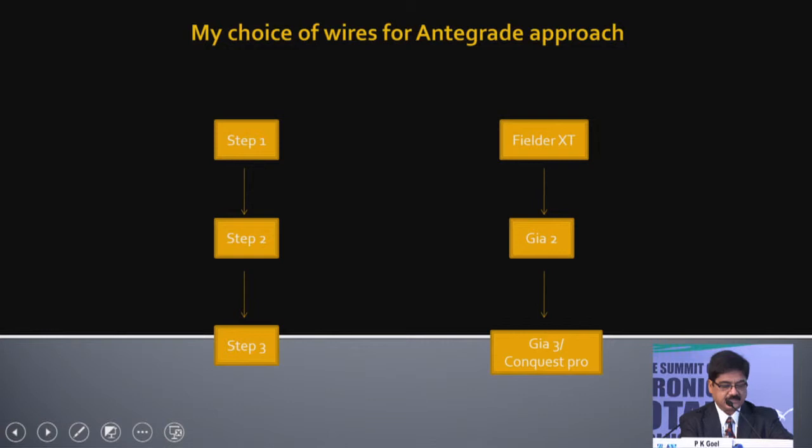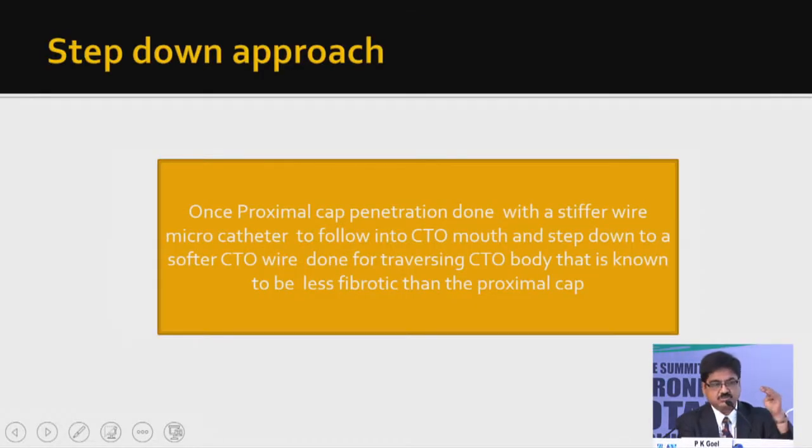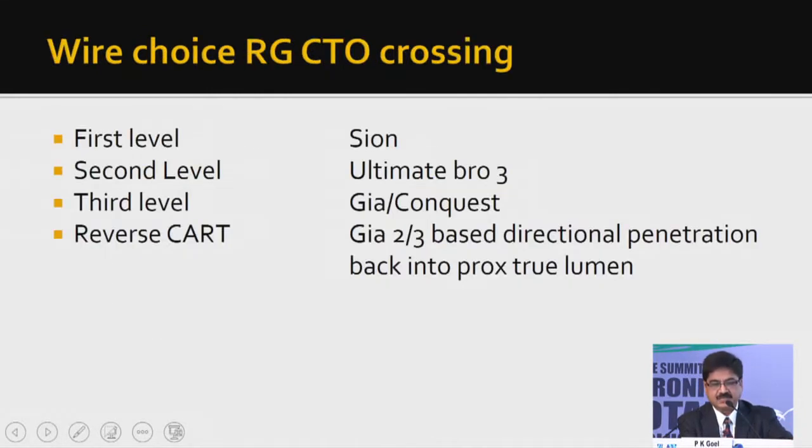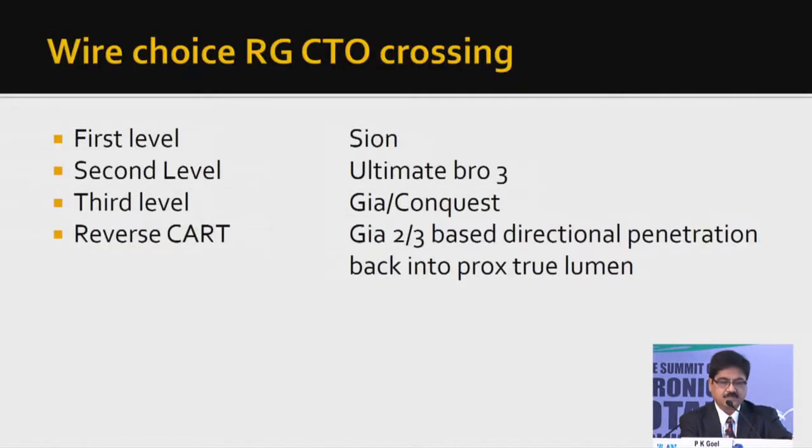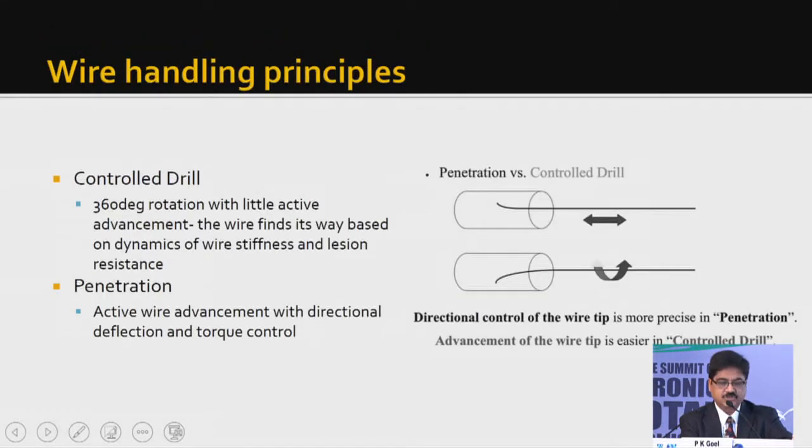The other thing, which I wanted to show, is that once you have penetrated, several times you have to step down. That is, you advance the microcatheter to the level that you penetrated, and then you step down and use a softer wire, and that's a very standard technique. I think I will not have much time to go into the details of this. I will show you the basic manipulation trick. There are basically two tricks.